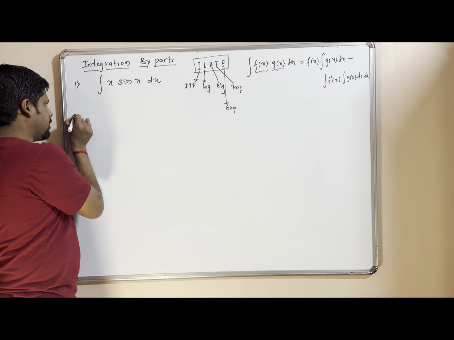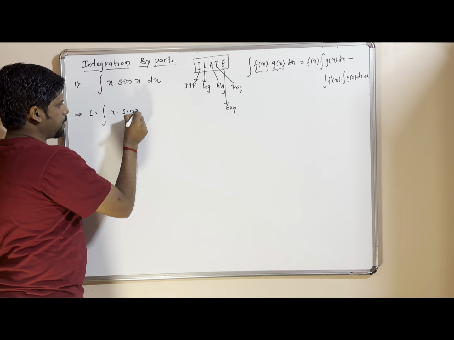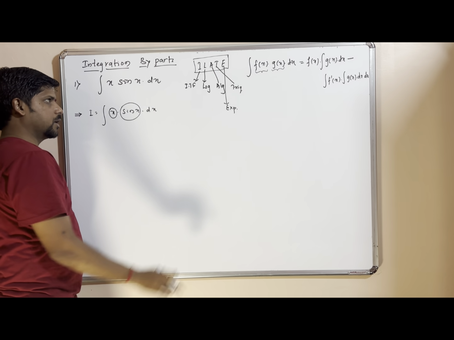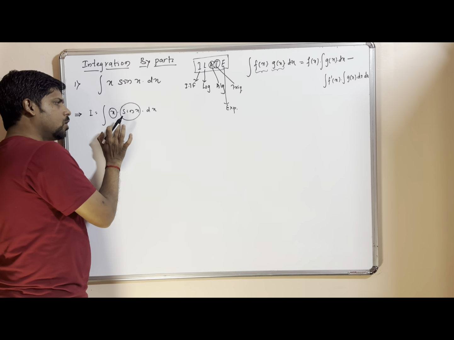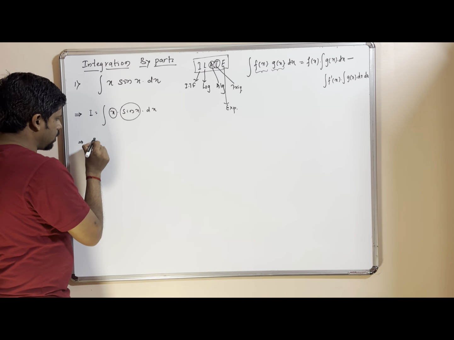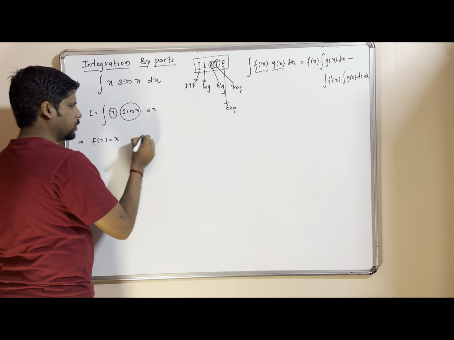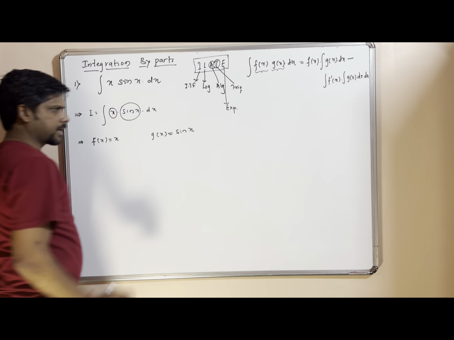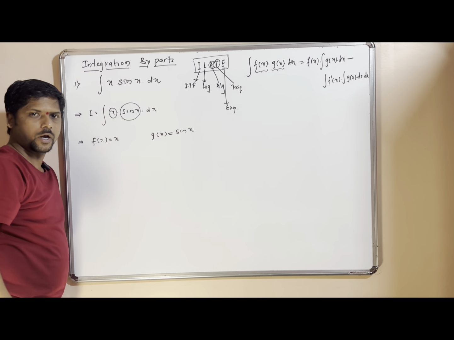Now see here, in this example, I will consider I is equal to integration of x into sin x into dx. This is an algebraic function and a trigonometric function. In this one, first we have algebraic, next we have trigonometric. So comparing these two, f of x is equal to x. In place of f of x we have x, and in place of g of x we have sin x. Write as many steps as possible here, so that you won't get confused with the formula.